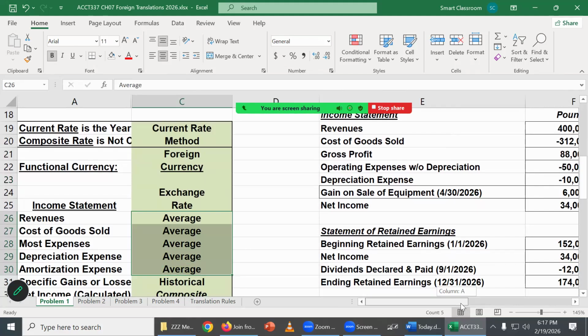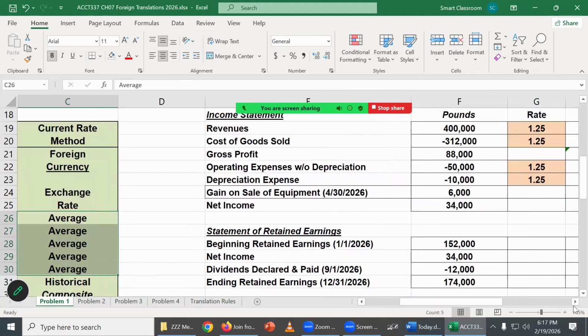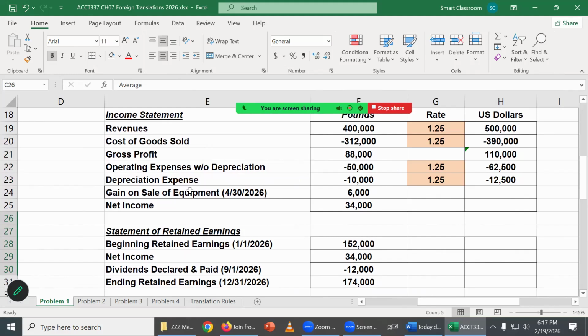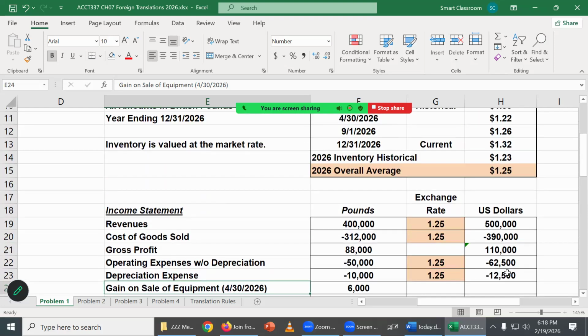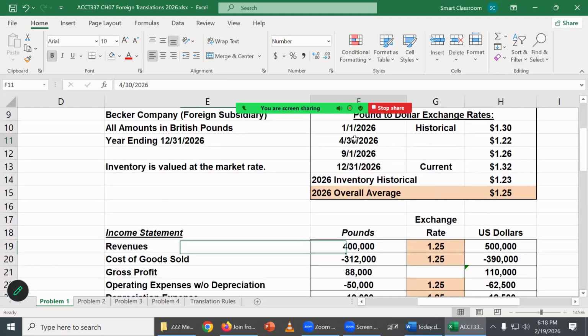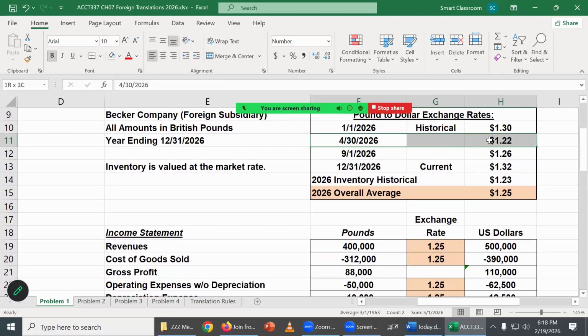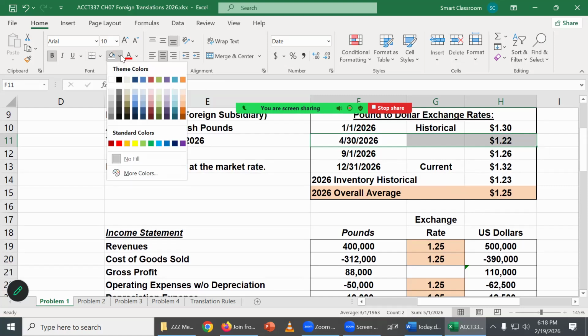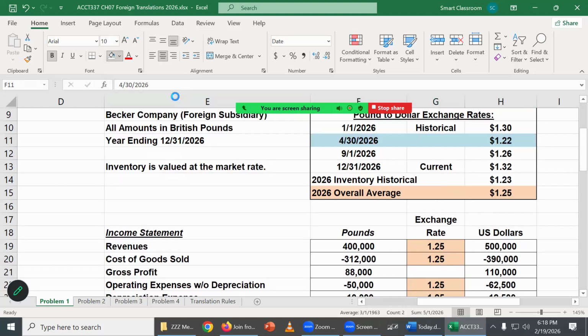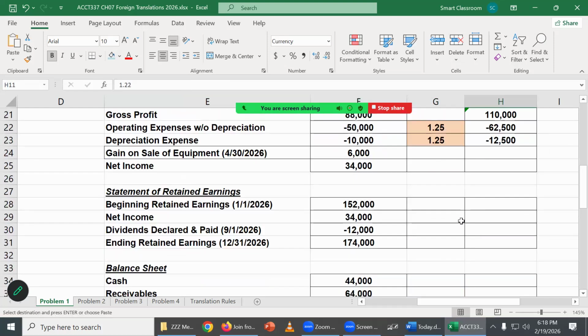And remember, this is the one where we leave it in the foreign currency, the local currency. Now, this gain on sale of equipment is a little bit special. This one did not happen throughout the year. It happened on 4/30/26. So we're not going to use the average for that one because we know exactly what that was on that date. It was that. I'm going to copy that down.